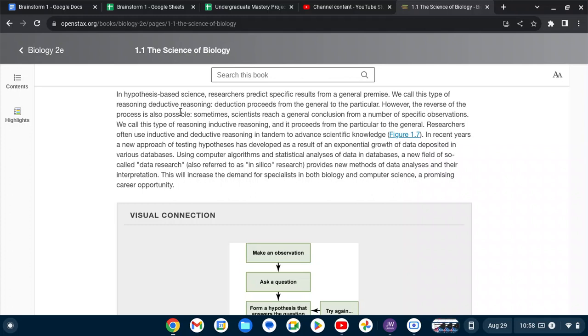In recent years, a new approach of testing hypotheses has developed as a result of an exponential growth of data deposited in various databases. Using computer algorithms and statistical analyses of data in databases, a new field of so-called data research, also referred to as in silico research, provides new methods of data analyses and their interpretation. This will increase the demand for specialists in both biology and computer science, a promising career opportunity.